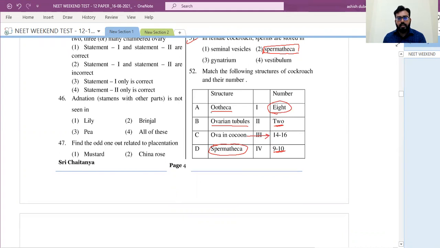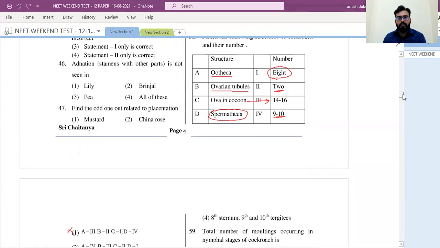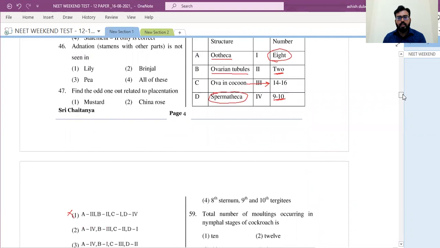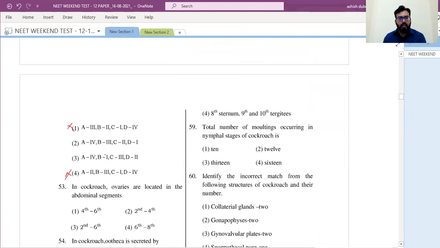So A is matching to fourth, so first and fourth will not be the answer, and we are having ovarian tubules 8, so B is matching with 1. B is with 1, so the answer should be 3.